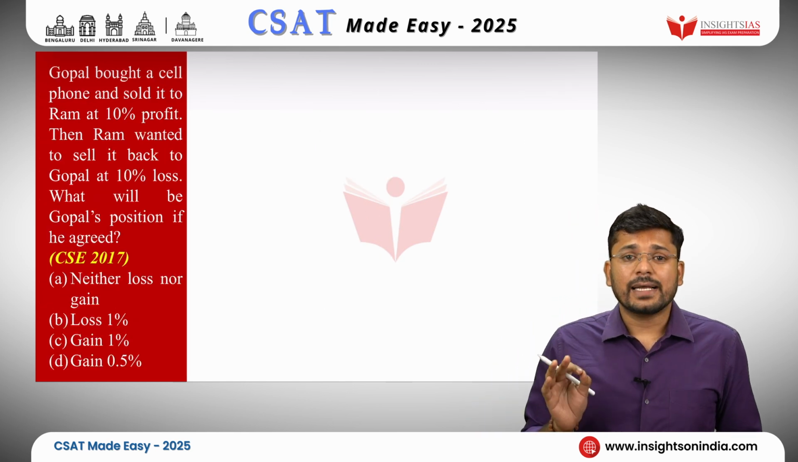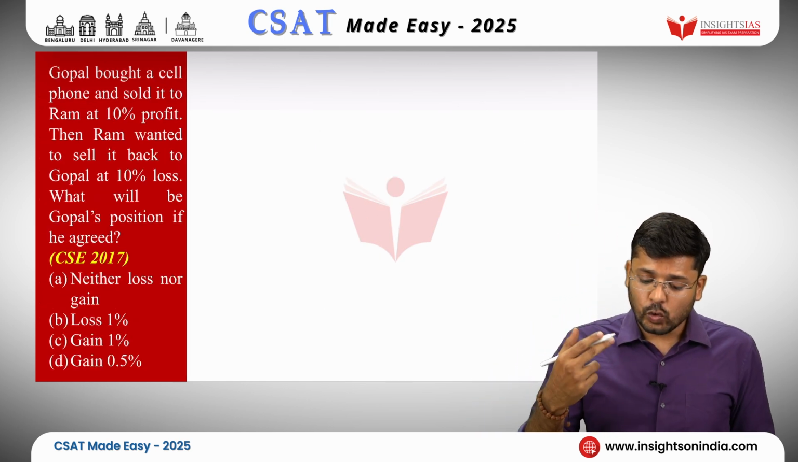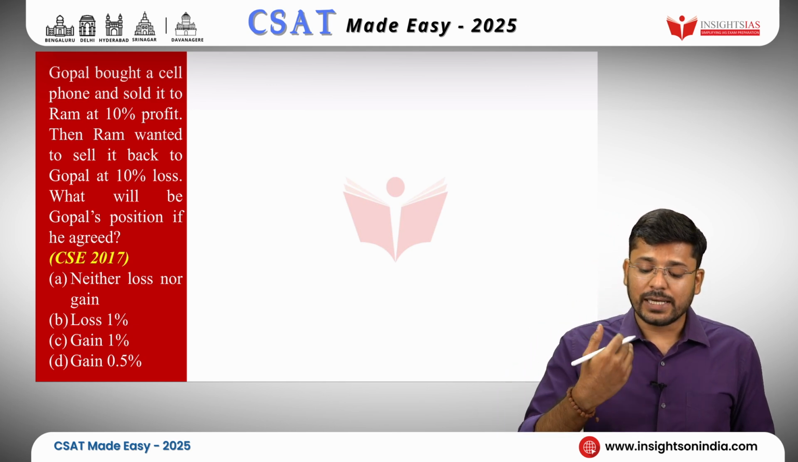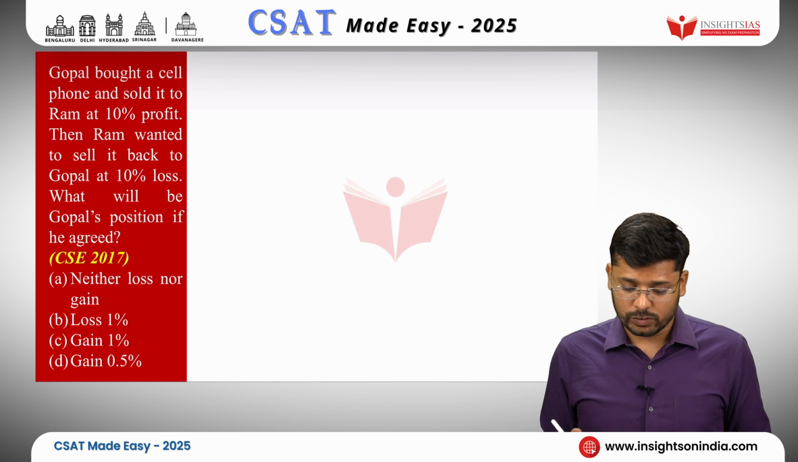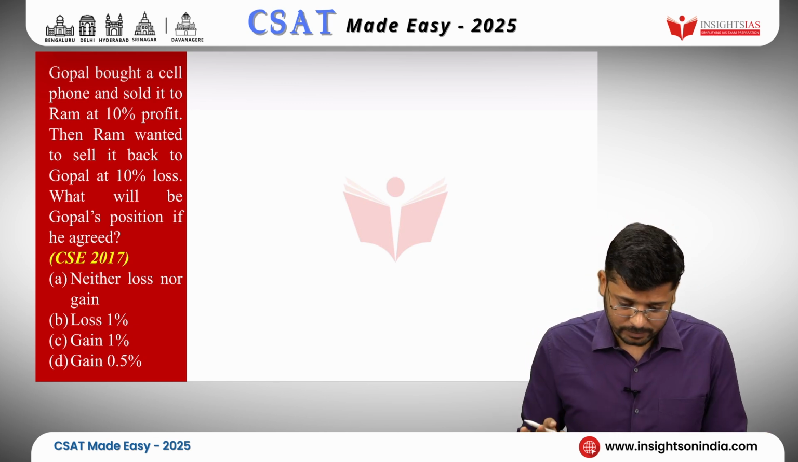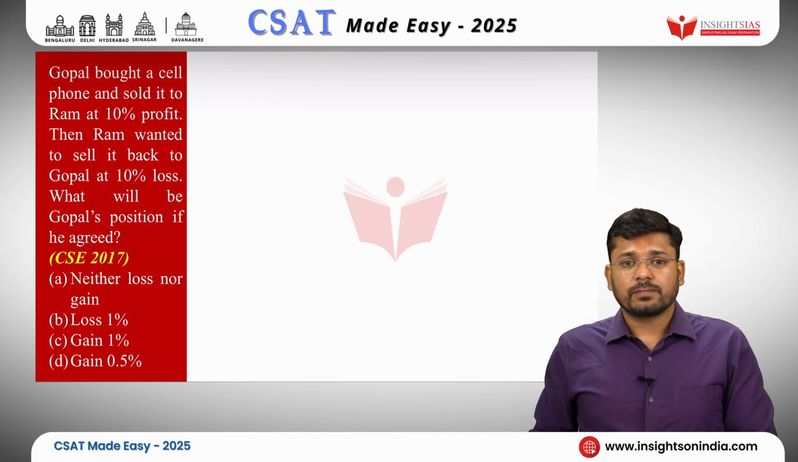Gopal bought a cell phone and sold it to Ram at 10% profit. Then Ram wanted to sell it back to Gopal at 10% loss. What will be Gopal's position if he agreed? The question seems a bit tricky. Let's understand it.